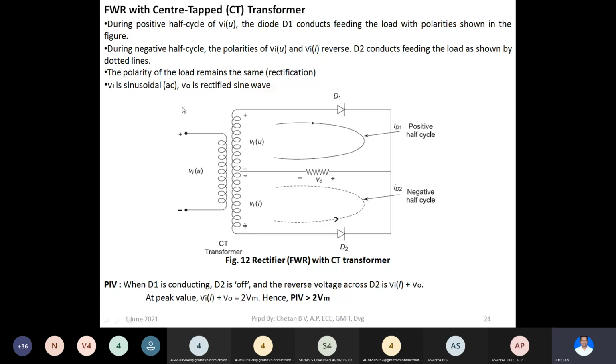You can use only this part of secondary, or else you can use the second part of secondary, or you can use the complete part of secondary for your circuit. Therefore, it is called a center tap transformer. So in case of full wave rectifier with center tap transformer, it is having two diodes. Therefore, we are using both parts of the secondary winding of this transformer. One diode will be connected to one part of secondary winding. Second diode D2 will be connected to the second part of the winding. So the connection is as shown in the figure.